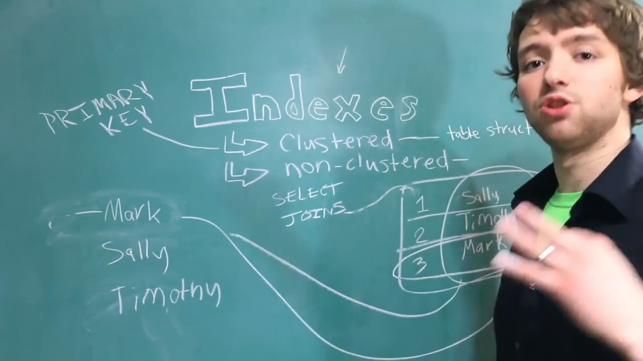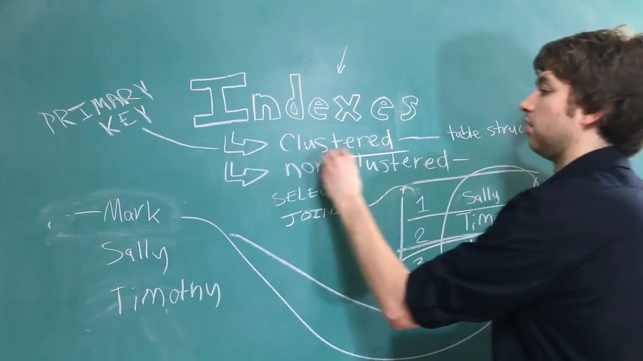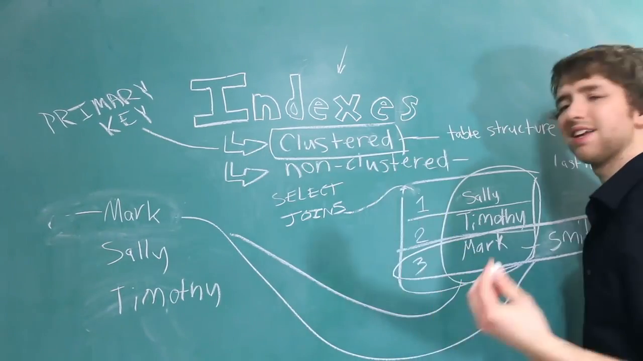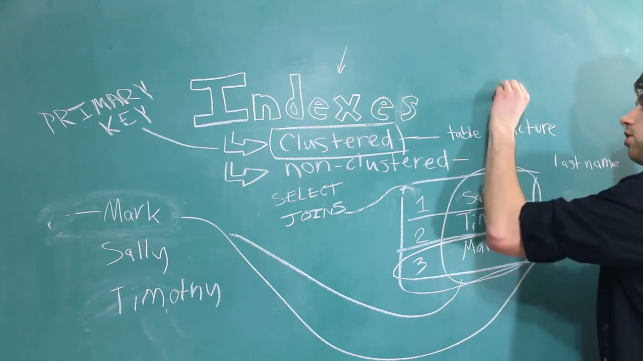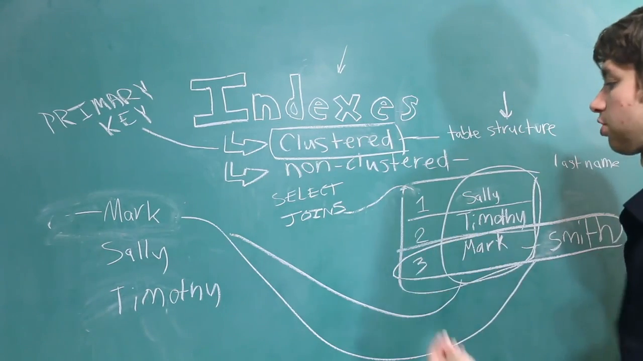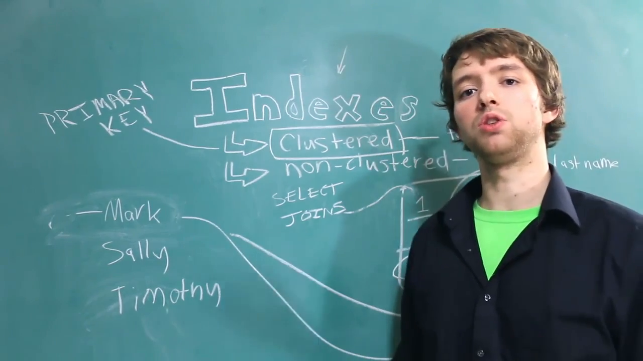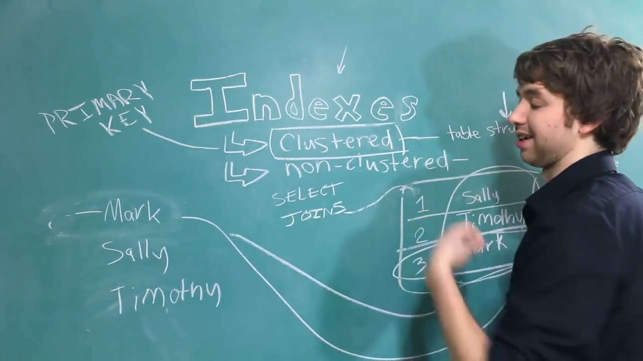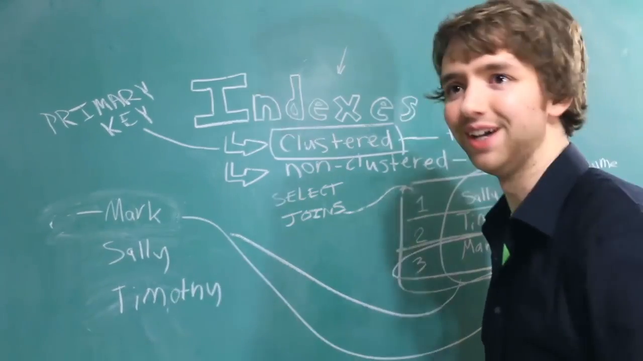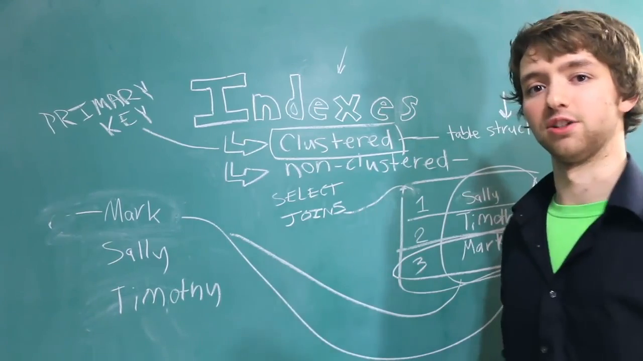The last thing you guys need to know is that you can only have one clustered index. Only one. And why does that make sense? It makes sense because this determines the table structure. You can't have the table structured in one order and also in a different order. Only one index can determine the order. You can have as many non-clustered indexes as you want. I mean, there's a limit, but in general, the number of non-clustered indexes is not a concern.